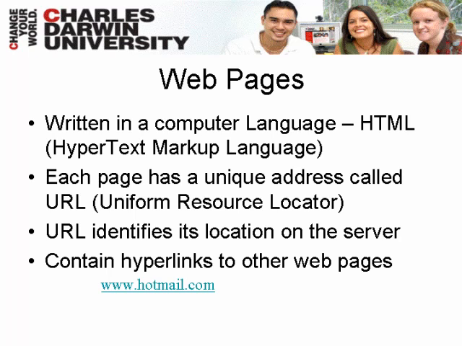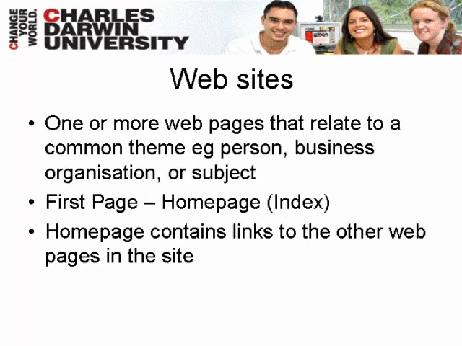The web pages are written in HTML. Each page has a unique address called a URL, which is a Uniform Resource Locator or a Universal Resource Locator. The URL identifies which location on the server, and the page contains hyperlinks to other pages as well. Websites often have one theme. If you go to the CBU website, for instance, everything's under the theme of learning. There may be sections like staff, current students, future students, but everything's grouped together.